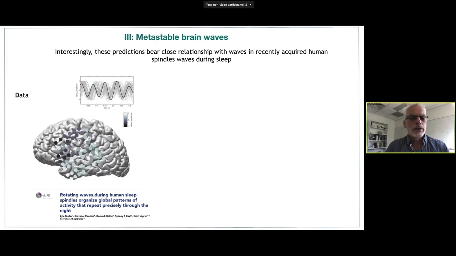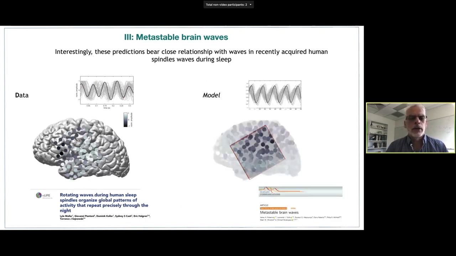Here are some recent surface electrode recordings in the human from Terry Sejnowski's group, showing traveling waves of activity in the 10 Hertz band over the temporal and inferior frontal cortex. And here's a simulation of our model showing almost precisely the same types of oscillation patterns, and to first order even wavefront velocities.